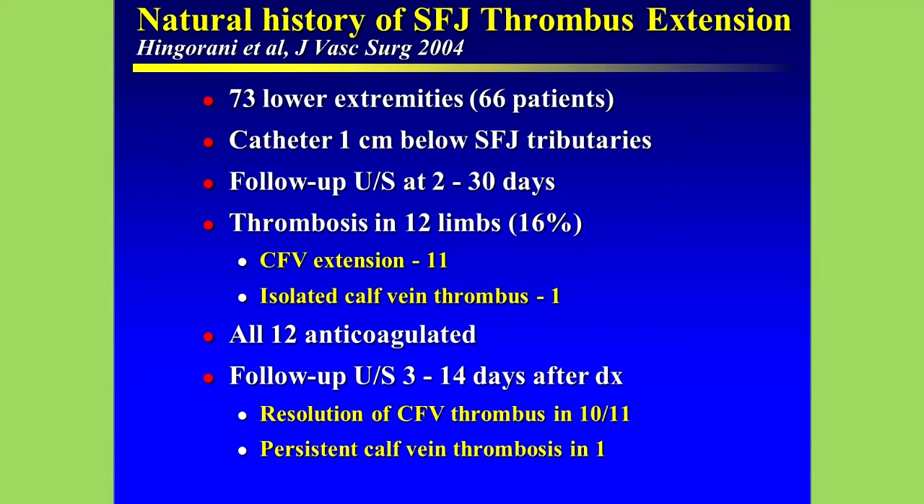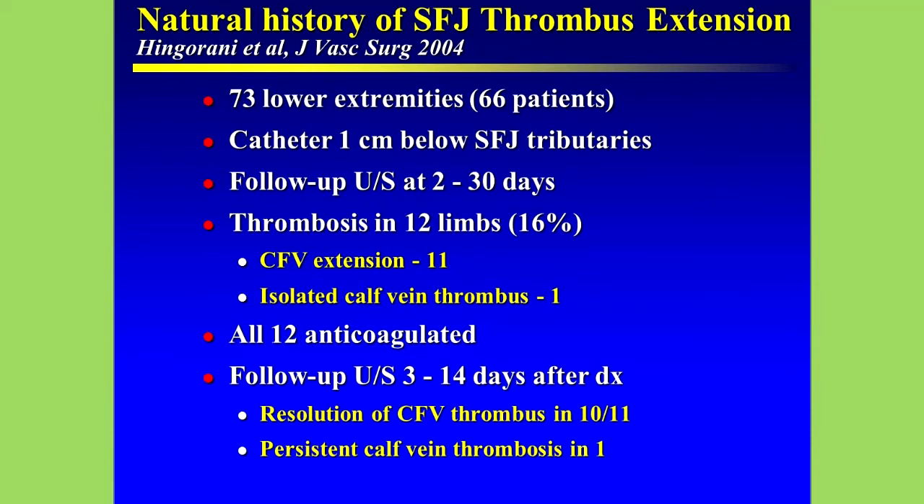All of them had follow-up ultrasound, and they reported a very high incidence of thrombosis of 16%. All except one were these saphenofemoral thrombus extensions. All of them were treated with anticoagulation, and all of them had follow-up with ultrasound within 14 days. You can see there was very rapid resolution of these saphenofemoral thrombus extensions. Only one remained persistent at this 3 to 14-day interval. This is obviously substantially different from the natural history of deep venous thrombosis.